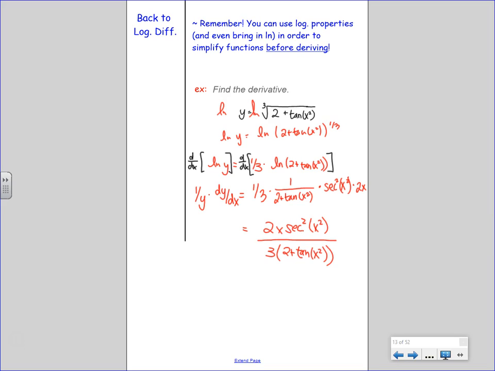Okay, it's a little bit better, but who's on the left? 1 over y dy dx. The question, who do I want alone? dy dx, but that's not true unless I do what with the y? Multiply it. Get rid of them from one side. Put them on the other side.